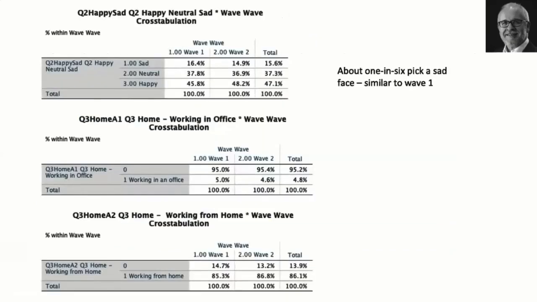Now, because we are doing 2 things here, we're comparing wave 1 with wave 2, and we've also got the total column. So mostly I'm going to be looking at the total column because the total column is what tells me where the main story is. But I'm also going to pay a little bit of attention to the wave 1, wave 2 difference. So in the first table, I looked at all my variables, wave 1, wave 2, and total. And what we see is that about 1 in 6 pick a sad face.